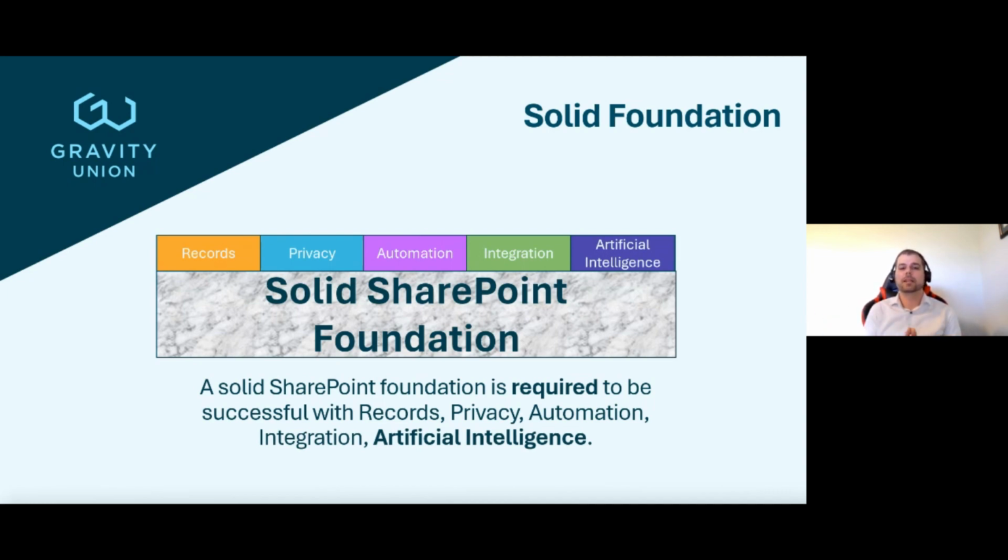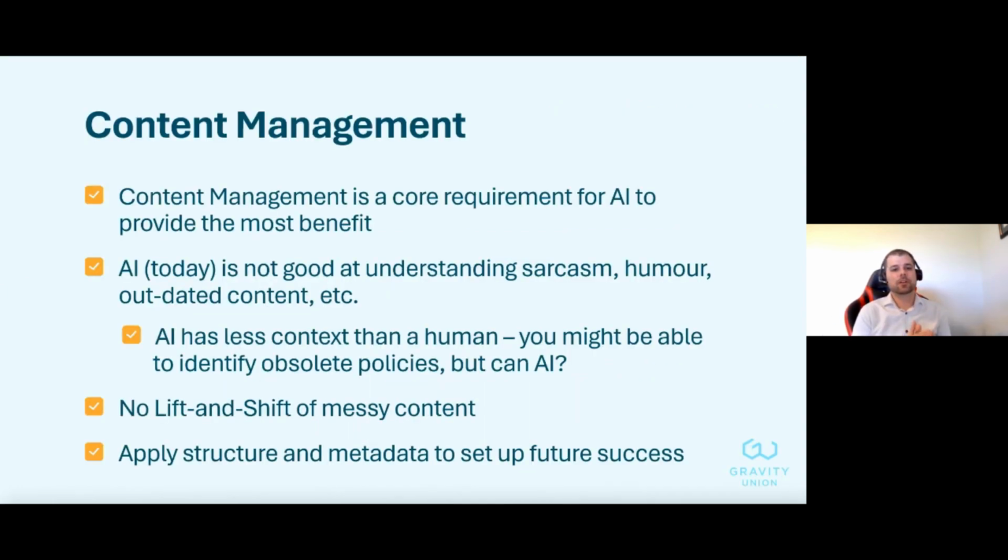If you don't have that base in SharePoint, if you don't have all of those foundational things around your content, so no multiple versions, get rid of the redundant, trivial, obsolete content, all that kind of stuff, right? It's going to be a lot harder to then implement AI on top of this. So your content management is really a core requirement for AI to provide the most benefit for you when you go to leverage it.